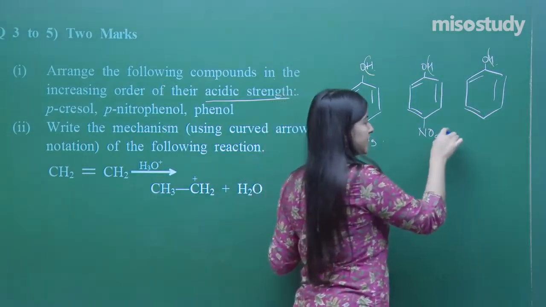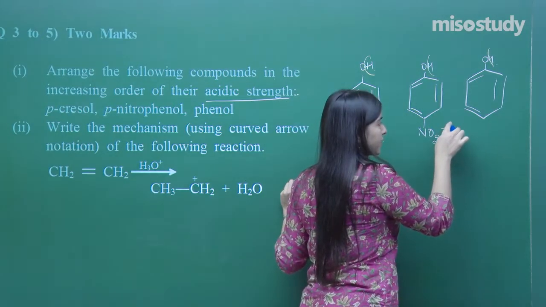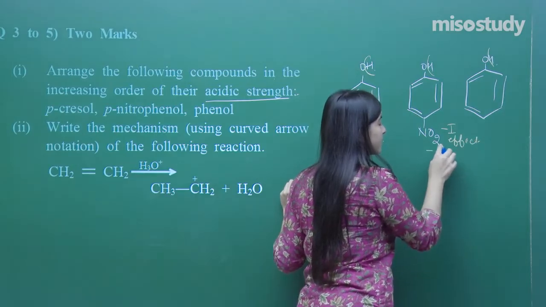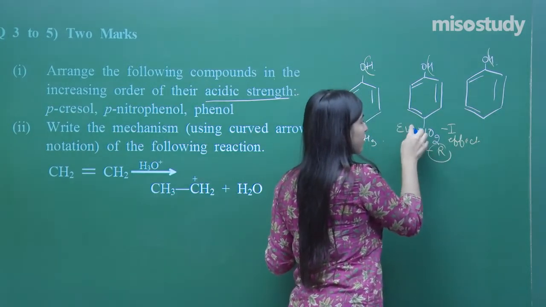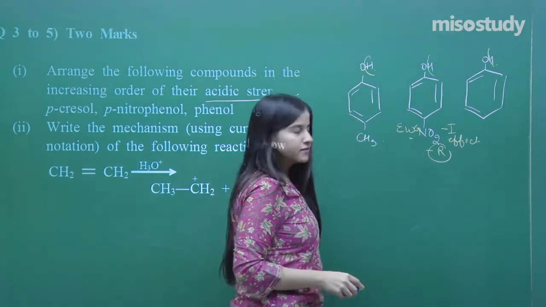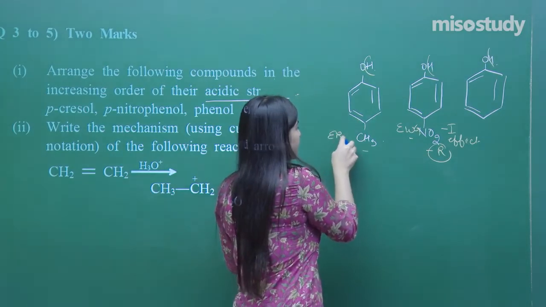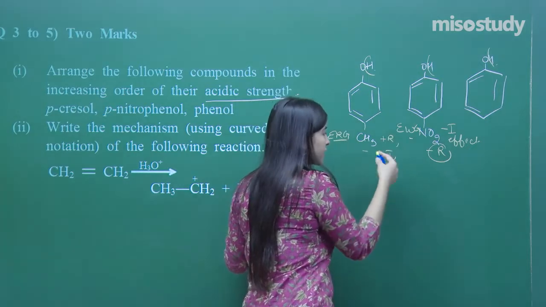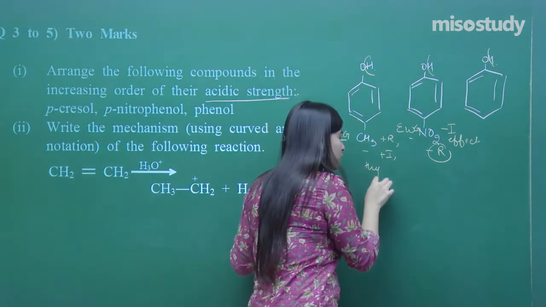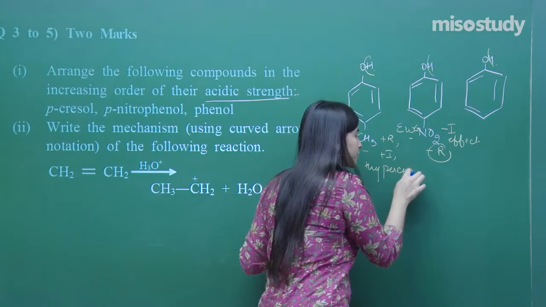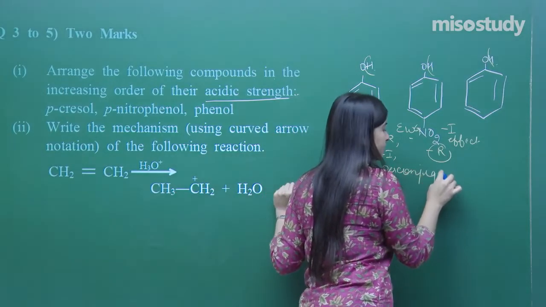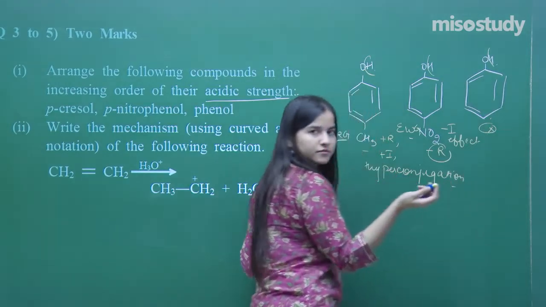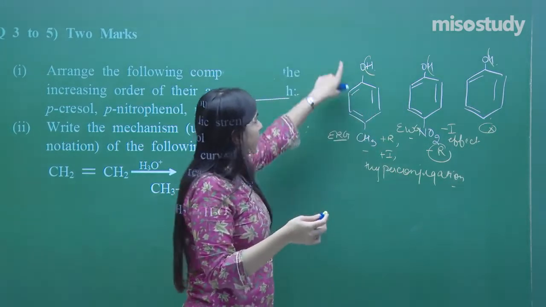So see here, this is showing minus I effect. In fact, not just minus I, minus R. So this is an electron withdrawing group, right? This is an electron releasing group showing the plus R effect, plus I effect, and what else? Also hyperconjugation, if you don't know. Yes, and here, nothing is present. Fine. So this is donating.